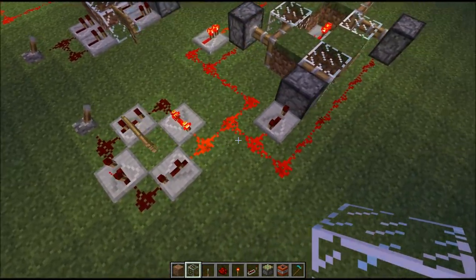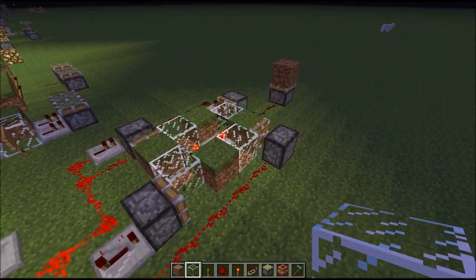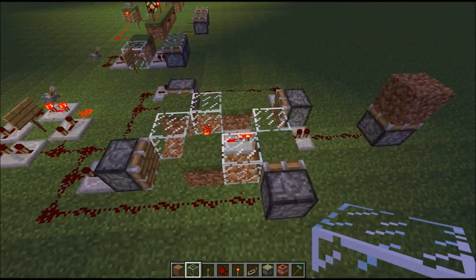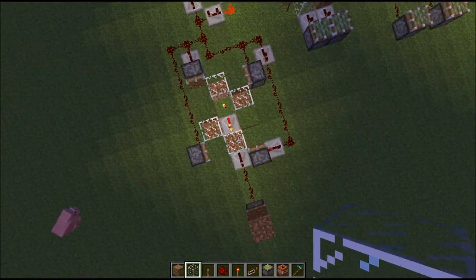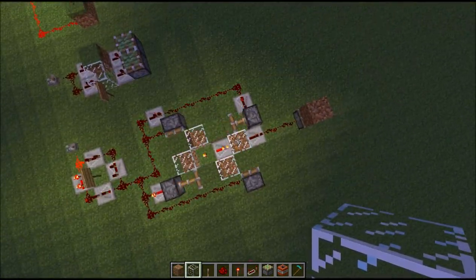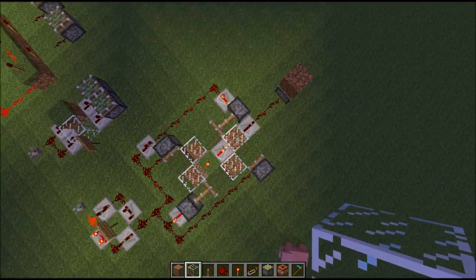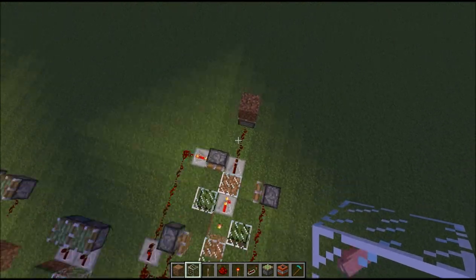This is just a clock hooked up to the pistons. Notice that when there's a glass block here, then it's off, and if there's a grass block here, then it's on.